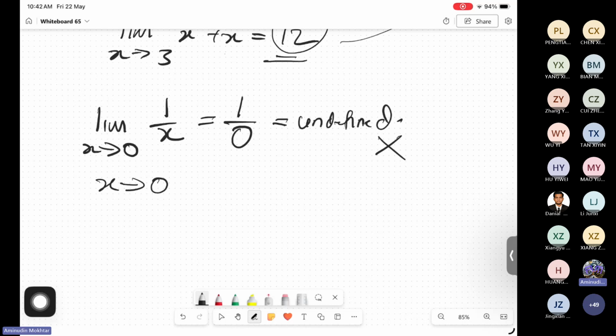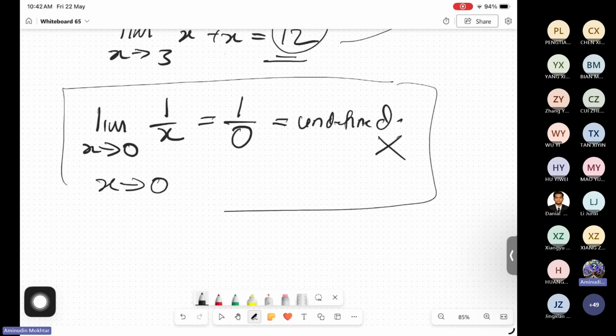In the next section, I will show you what we should do when the rule of limit cannot be applied, when we want to determine the limit. That's the limitation of the rule of limit.